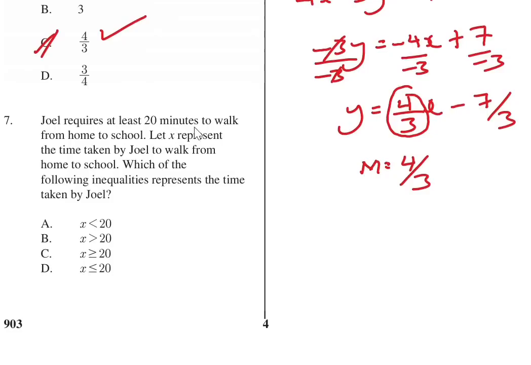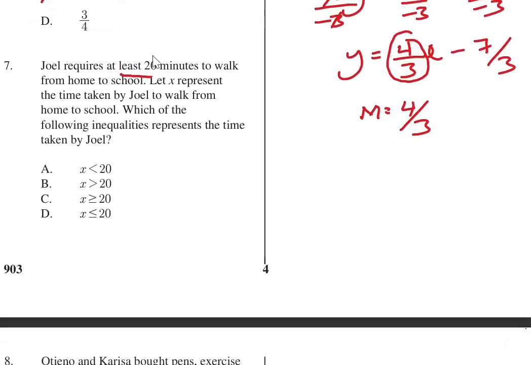Joel requires at least 20 minutes to walk from home to school. Let x represent the time taken by Joel to walk from home to school. Which of the following inequalities represents the time taken by Joel? Very important, when you hear the word at least, and we have another word, at most. We have to know those two words are very important.